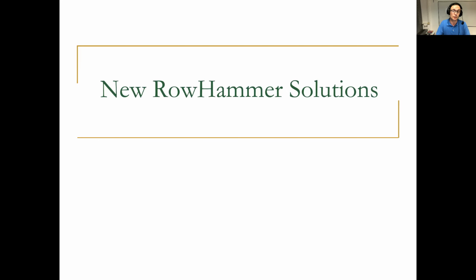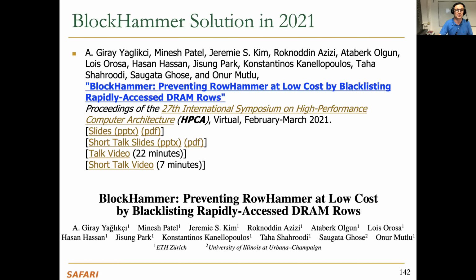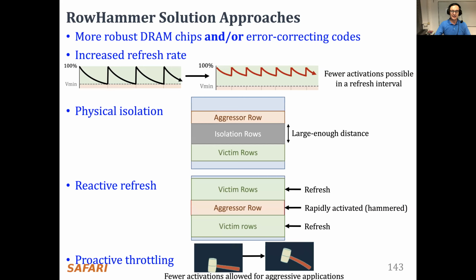It's critical to develop new RowHammer solutions. I'm going to talk about the solution space a little bit right now. Clearly, more robust DRAM chips and error correcting codes can be solutions, but I will ignore these because these are very costly solutions in my opinion. Increased refresh rate can be a solution, but again, this is a very costly solution today.